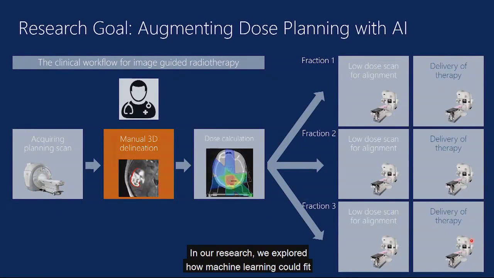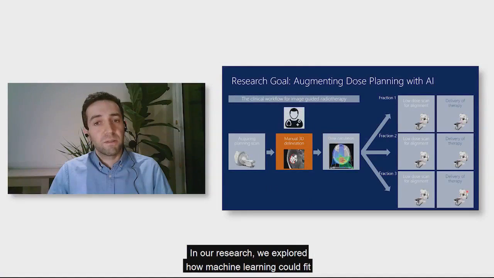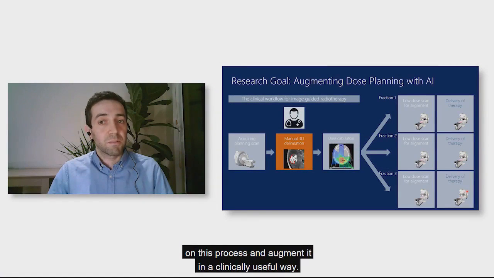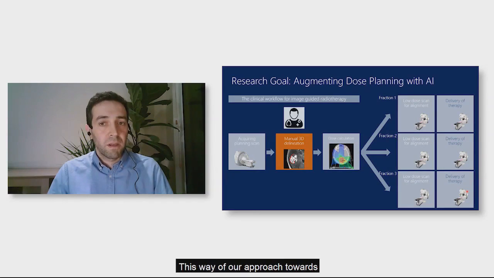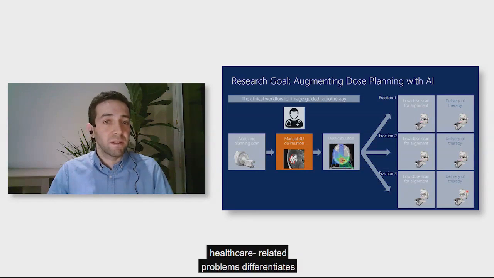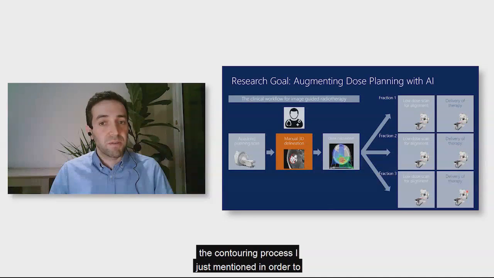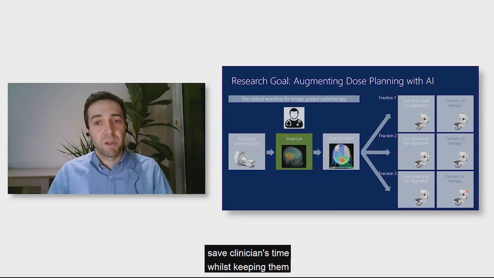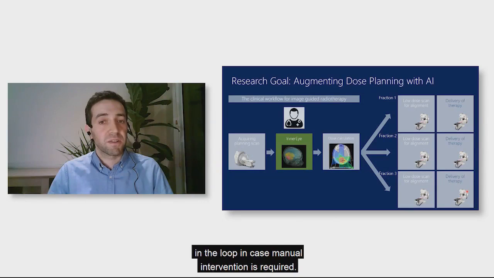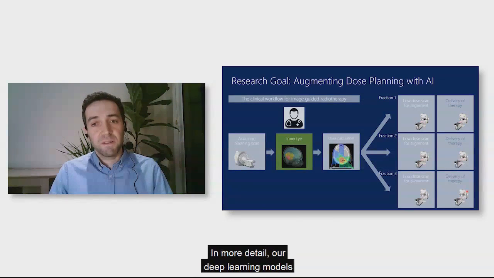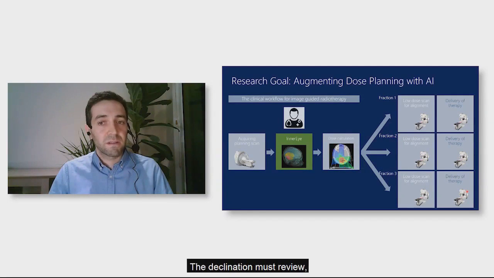So in our research, we explored how machine learning could fit in this process and augment it in a clinically useful way. This approach towards healthcare-related problems differentiates us from other machine learning labs. In our approach, we aim to automate the contouring process I just mentioned in order to save clinicians time, whilst keeping them in the loop in case manual intervention is required. In more detail, our deep learning models provide an accurate initial set of contours that the clinician must review, and most of the time, they do not need any adjustments or only very minor ones.